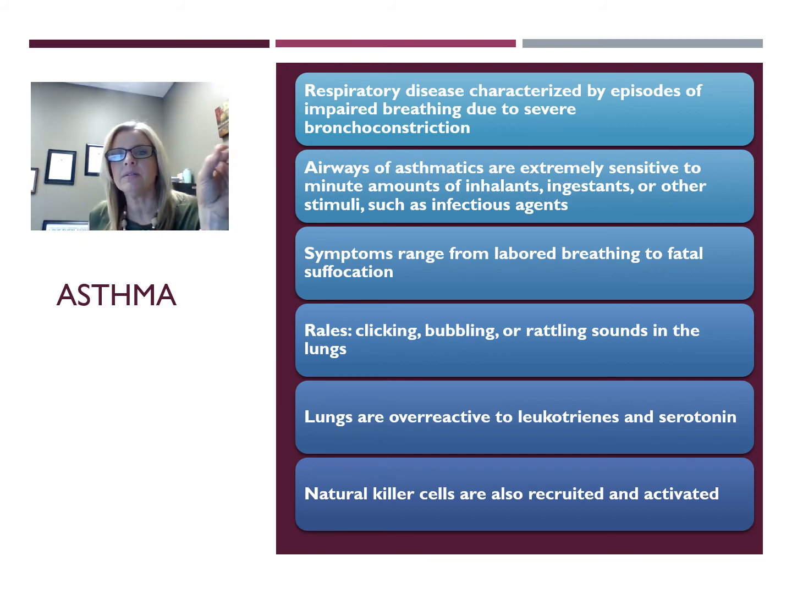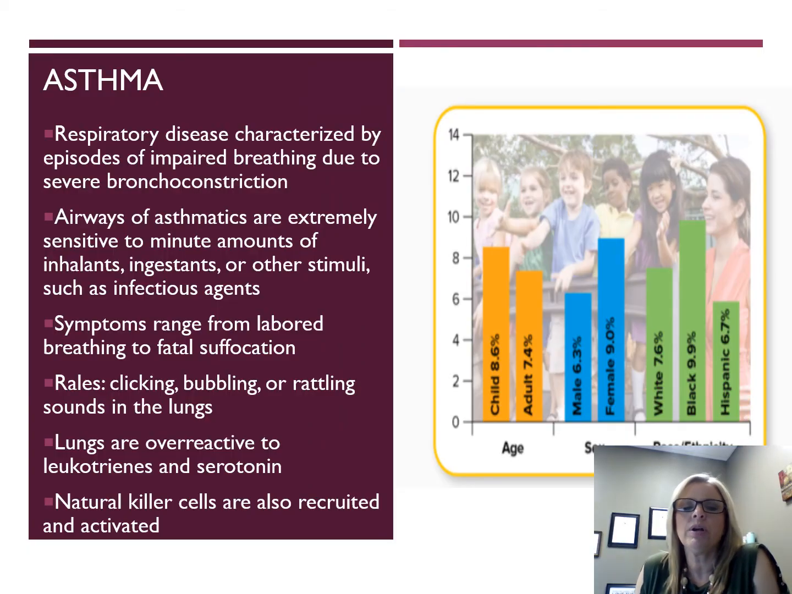Bradykinins, leukotrienes, and serotonin are all going to cause symptoms of chest tightness, wheezing, overexpanded lungs, and excessive coughing. So you may be wondering, why do we need to know what particular chemicals are causing what? Well, you may recognize leukotrienes from a commercial for an asthma medication. This is how we develop medications, okay?